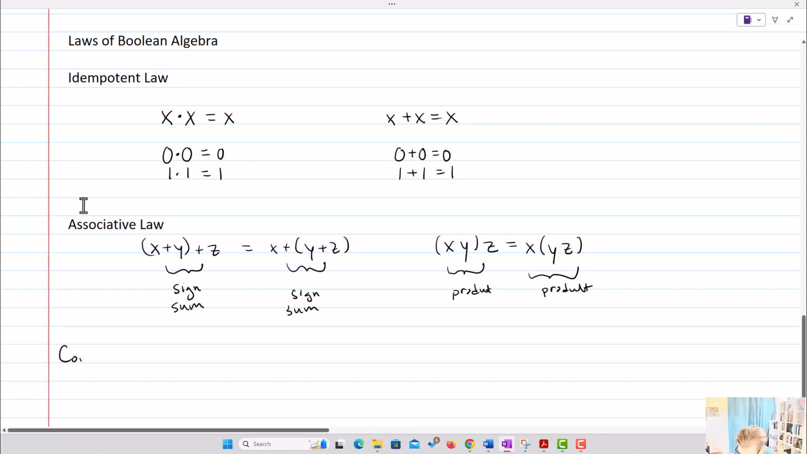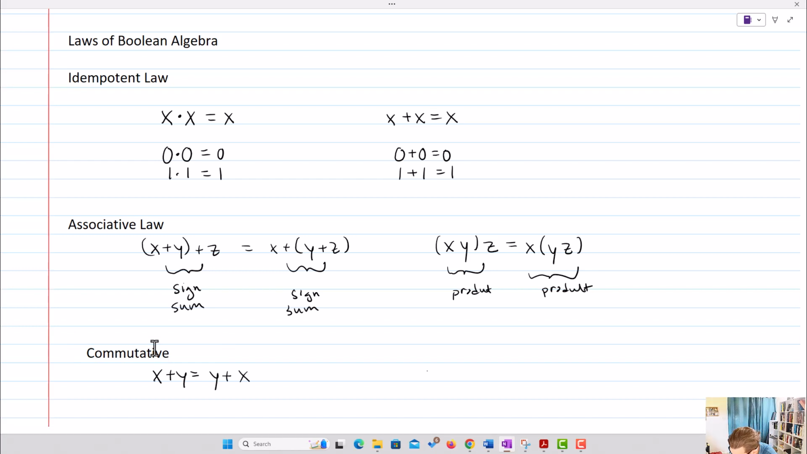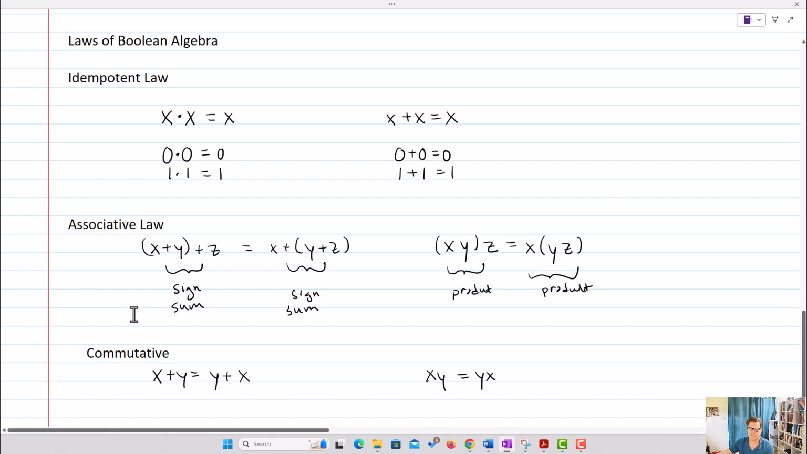Then we have the commutative law, which is very similar to one that we see in algebra as well. Commutative means we can put it in any order that we want. So the commutative law gives us that x plus y equals y plus x, and xy is equal to yx. Any order that we want when it comes to working with the Booleans is going to give us the same value that we expect.